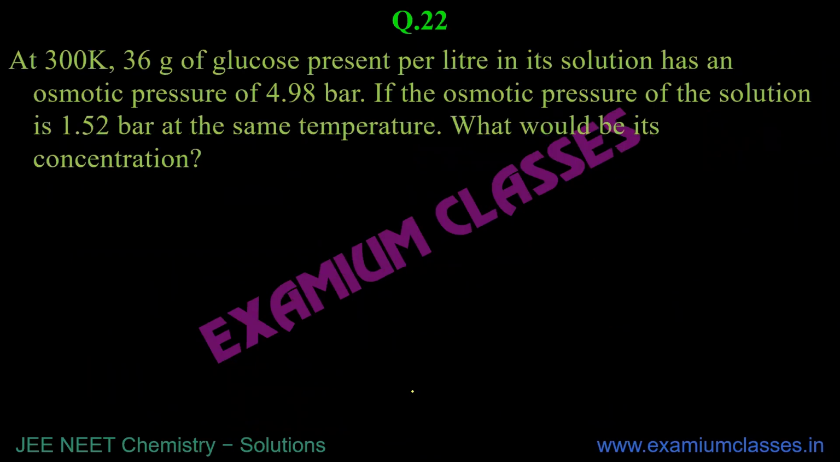Next one. At 300 K, 36 grams of glucose present per liter in its solution has an osmotic pressure of 4.98 bar. If the osmotic pressure of the solution is 1.52 bar at the same temperature, what would be its concentration?